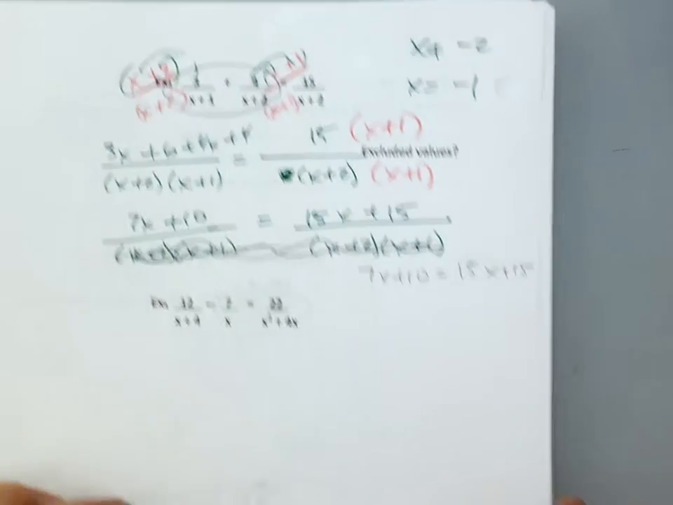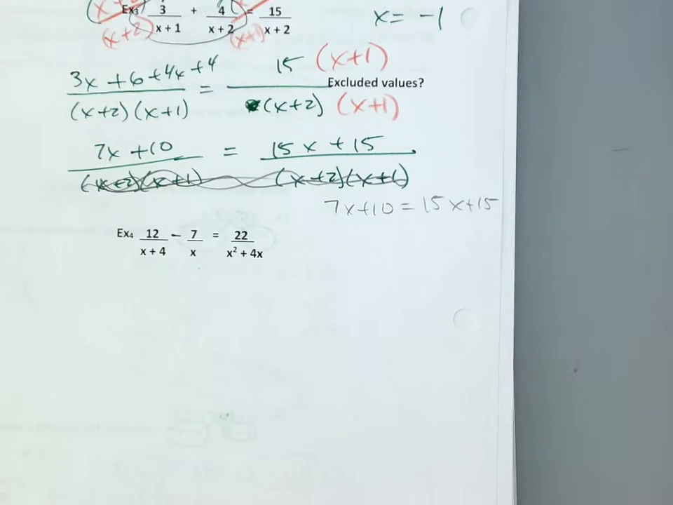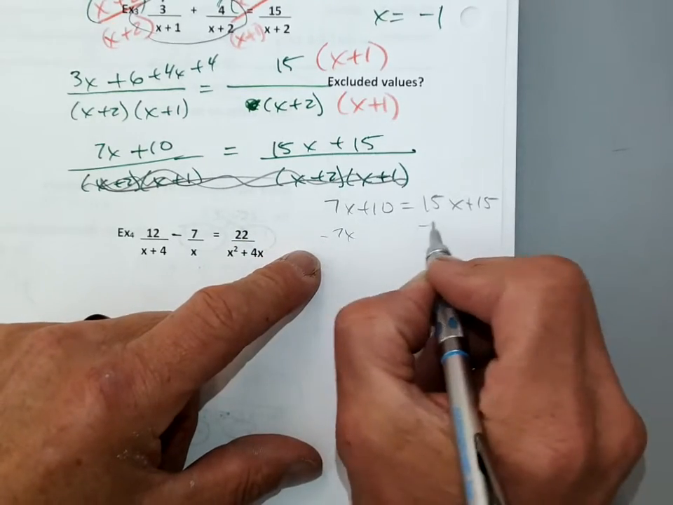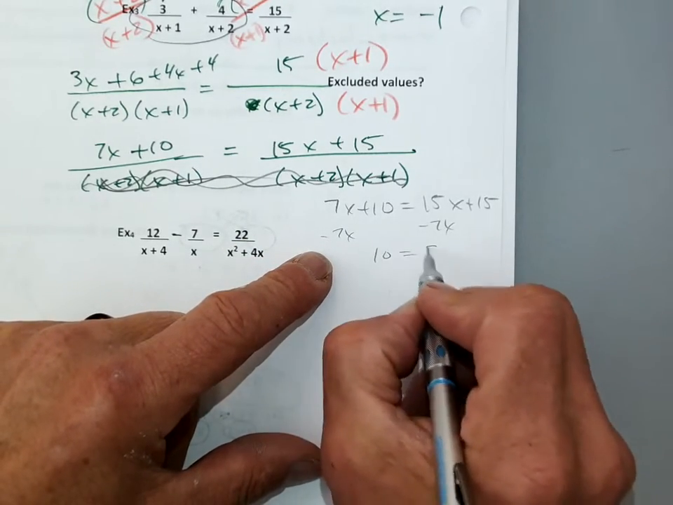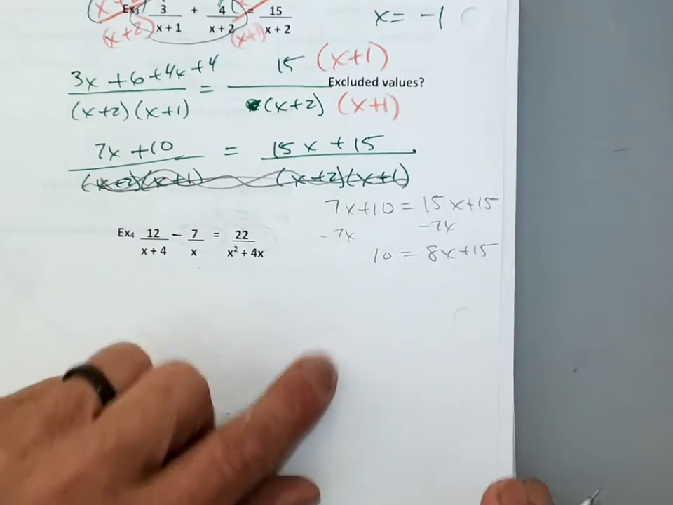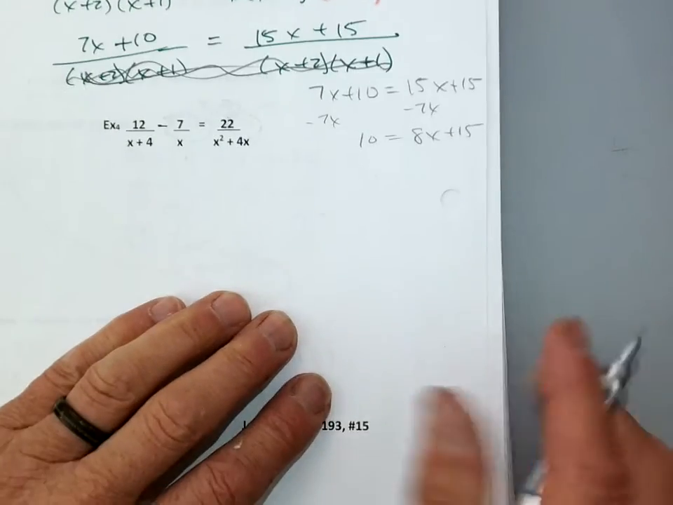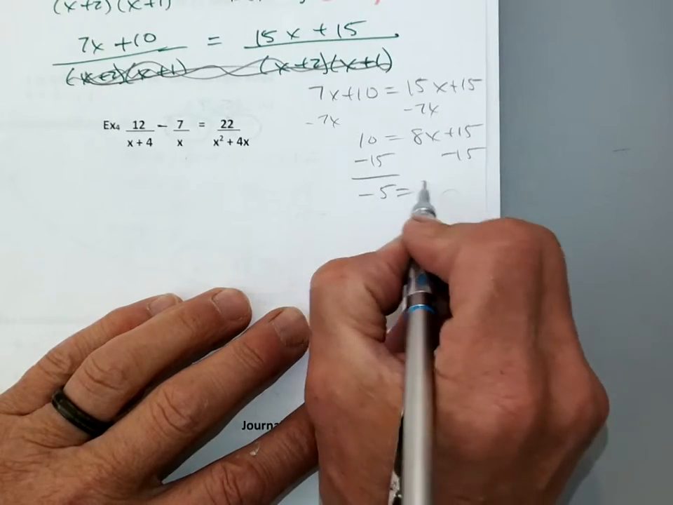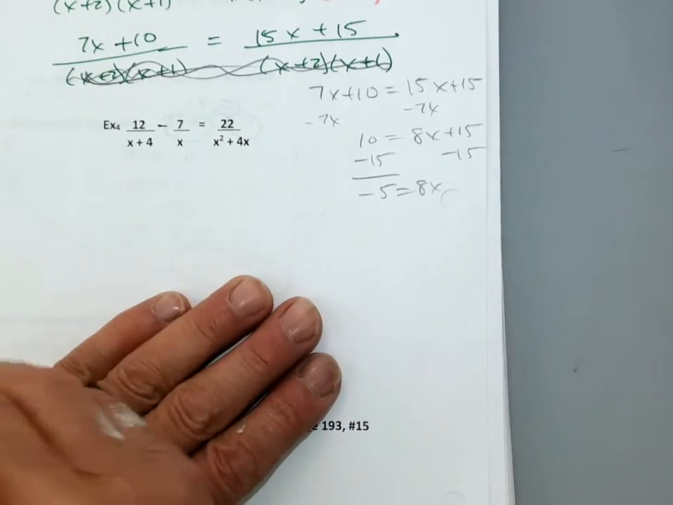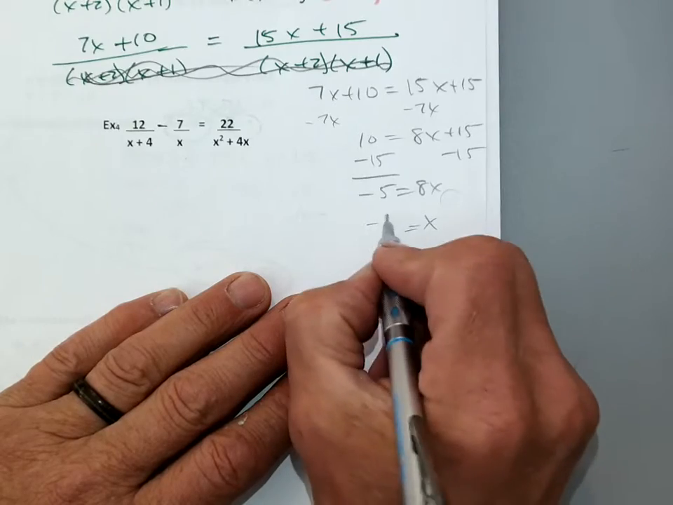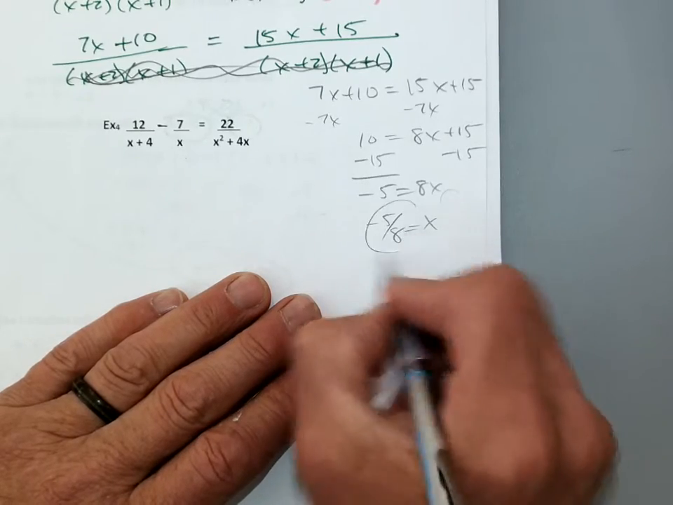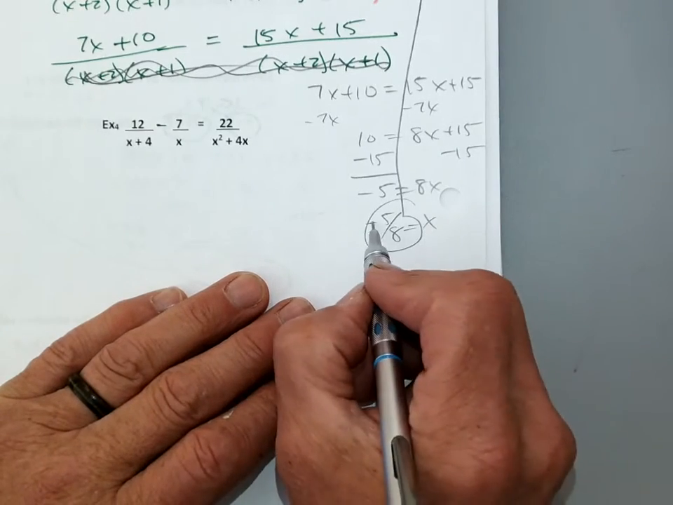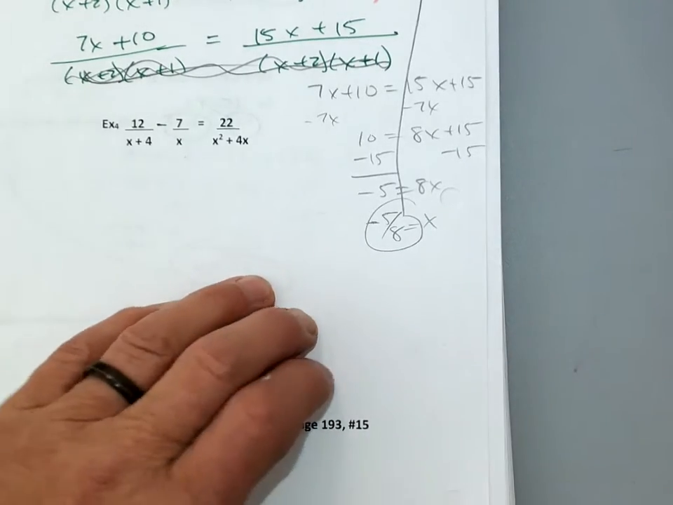And now it's pretty easy, right? The fraction is gone. We're just going to solve for x. I don't need to cross multiply. Minus 7x, minus 7x. 10 is equal to 8x plus 15, right? Minus 15, minus 15. Negative 5 equals 8x, right? Divide. x is equal to negative 5/8. Is that one of my problems? No. So this answer works. It's not an excluded value, so we're good.